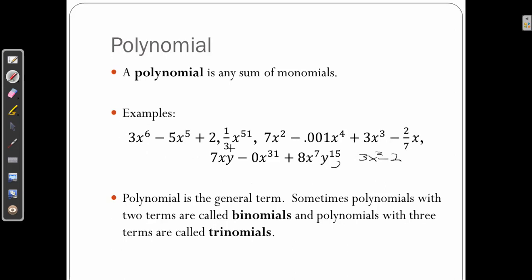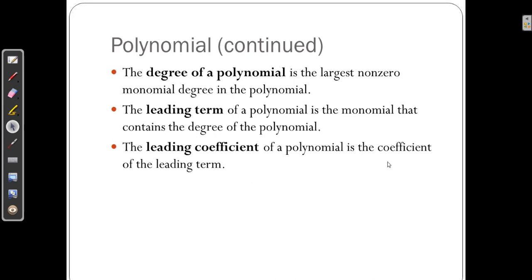This first polynomial had 3 terms. You could call that a trinomial. You could keep attaching prefixes, but beyond trinomials, usually they just call them multi-term polynomials. So you might say it's a 4-term polynomial or a 5-term polynomial, etc. The degree of the polynomial is the largest non-zero monomial degree.